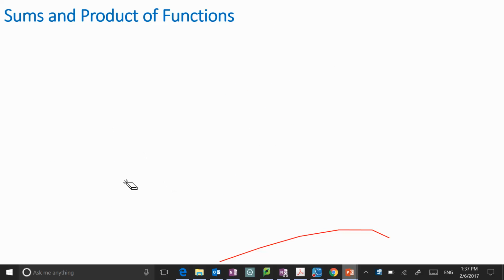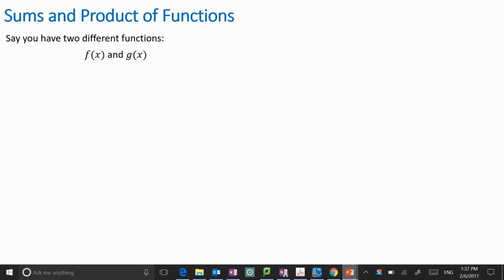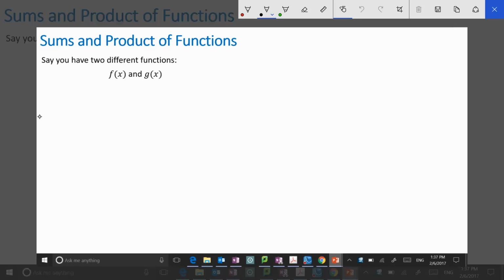Say you have two different functions. Okay, you have, let's say, f of x and g of x, right? Typical example would be the one that you've seen in year 9, x squared plus x. Technically, that is a sum of two different functions. You have a quadratic, which is x squared, and you also have a linear. Technically, it's a sum. But you didn't learn it like that in year 9.